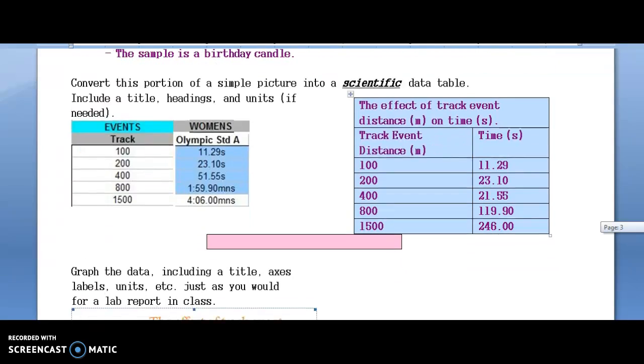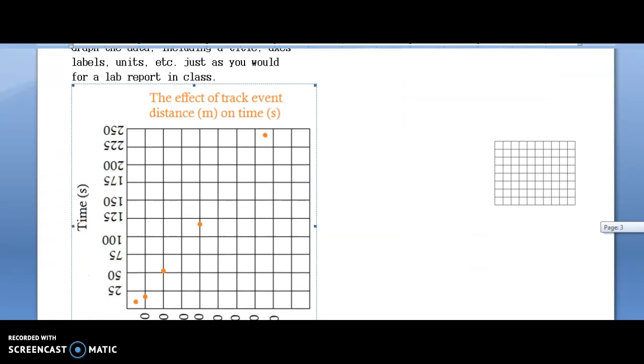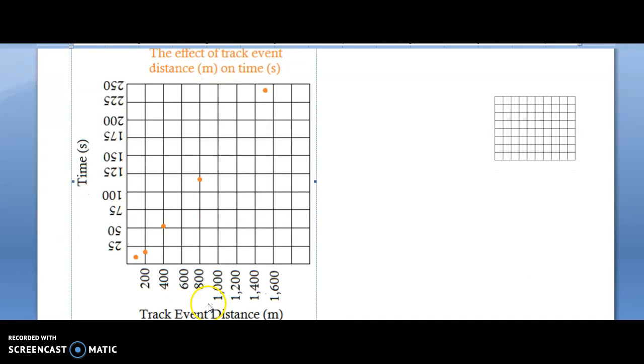I use that exact same title down here on the graph. Effect of track event distance, it's my independent variable, on time, dependent variable, and then I've labeled both of my axes. Track event distance, including meters, time, including seconds.